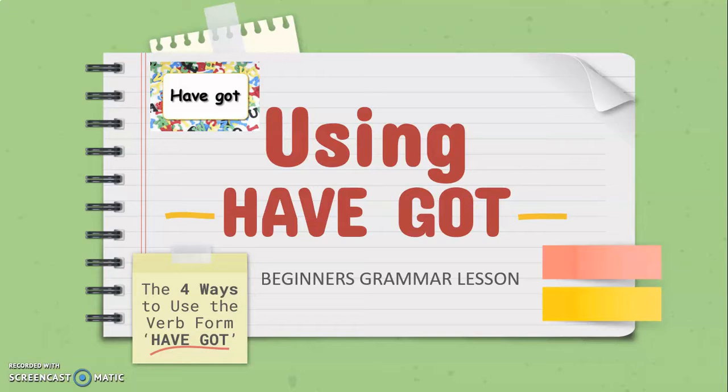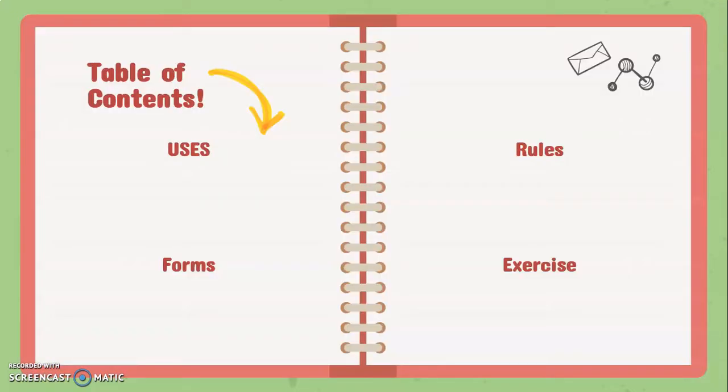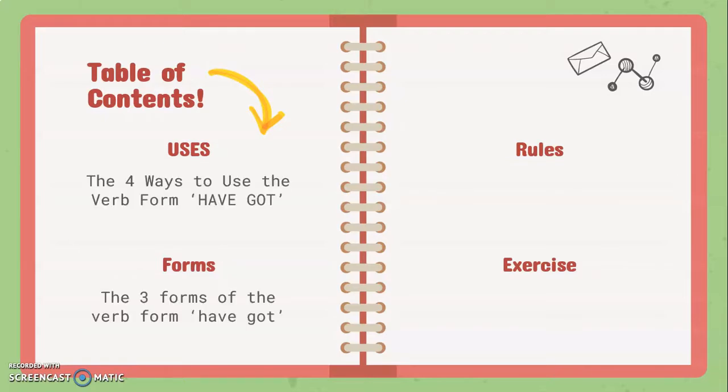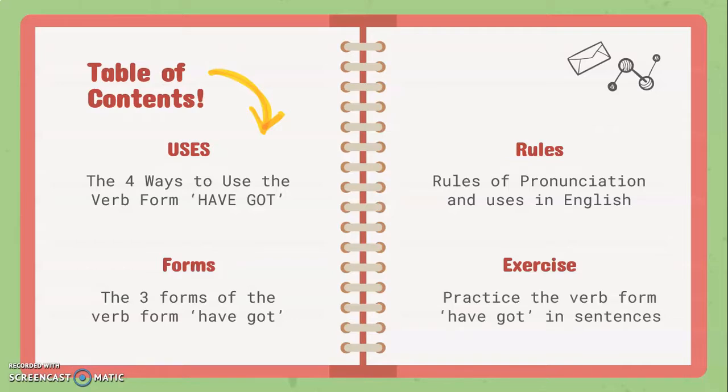Using have got, beginners grammar lesson. In this lesson we are going to see the 4 ways to use the verb form have got. So this lesson will have 4 parts. First, we are going to see the 4 ways to use the verb form have got. Secondly, we are going to see the 3 forms of have got, and next we are going to see the rules of pronunciation and use in the English language. And finally, we are going to have some practice with an exercise about how you can use the verb form of have got in sentences. So, are you ready? Let's start.